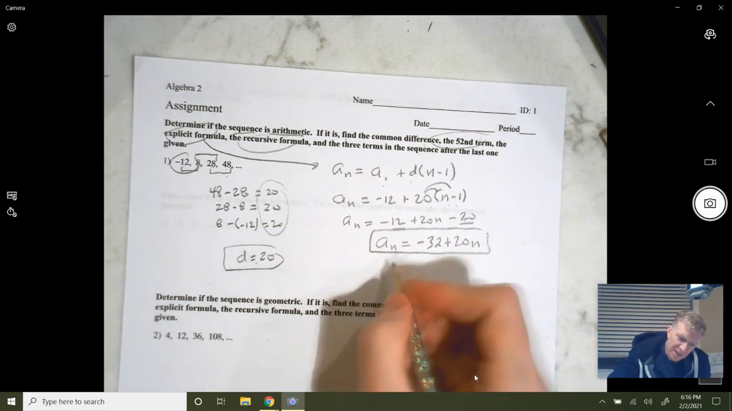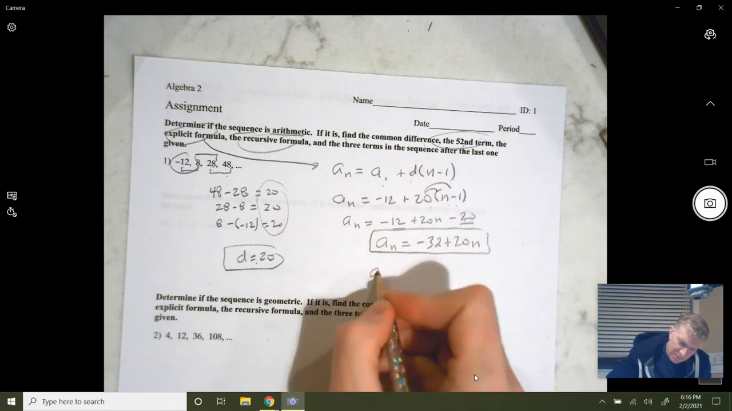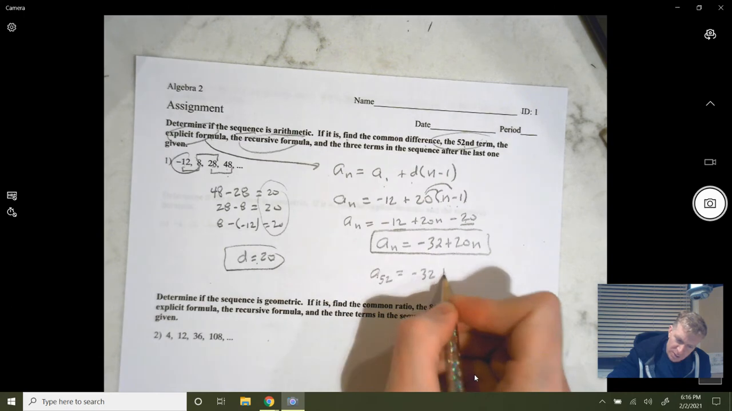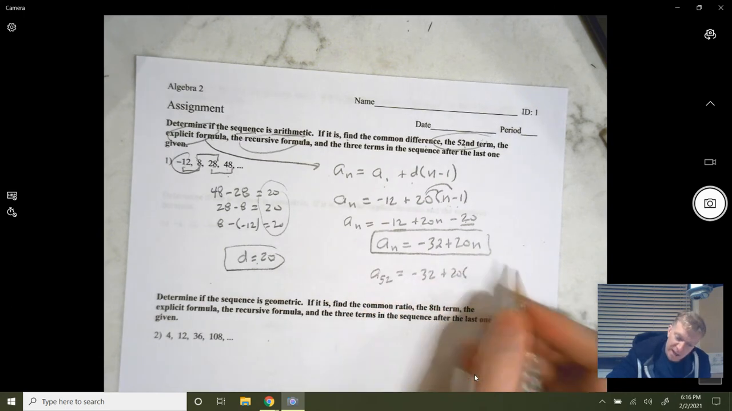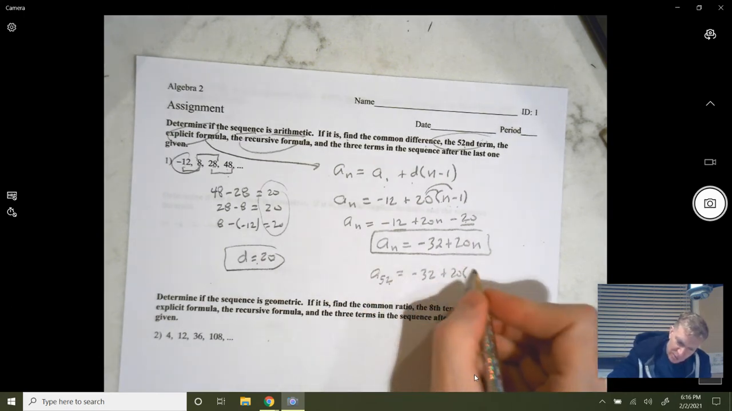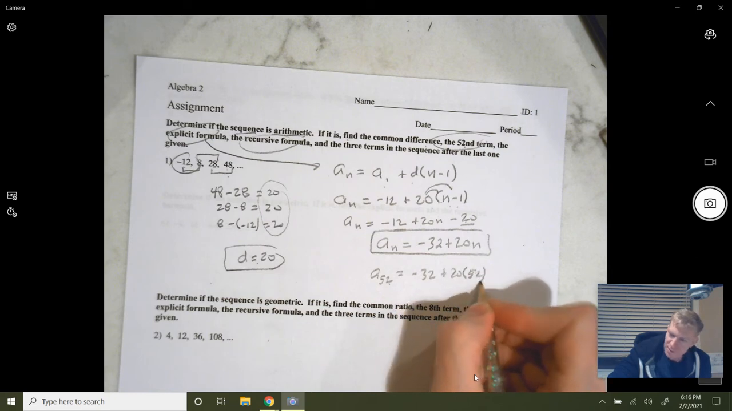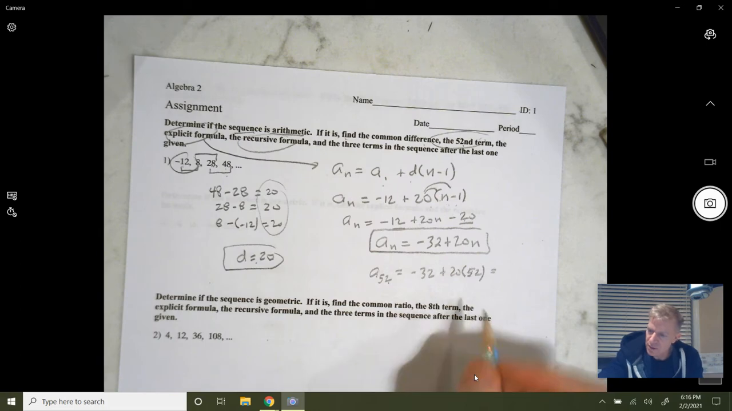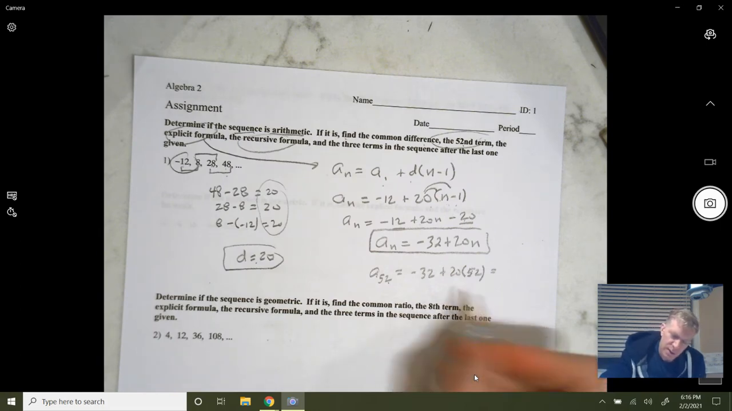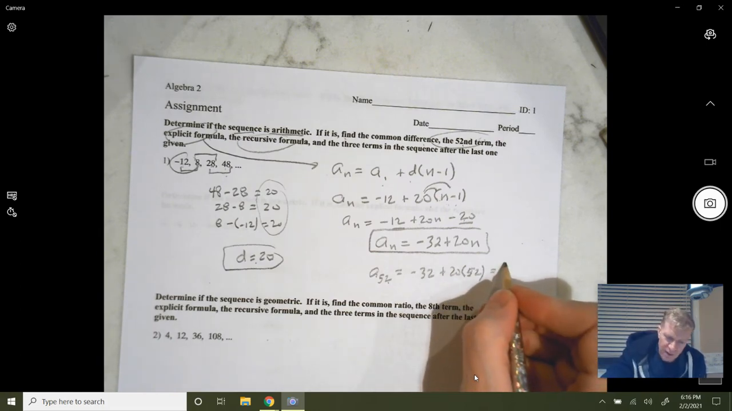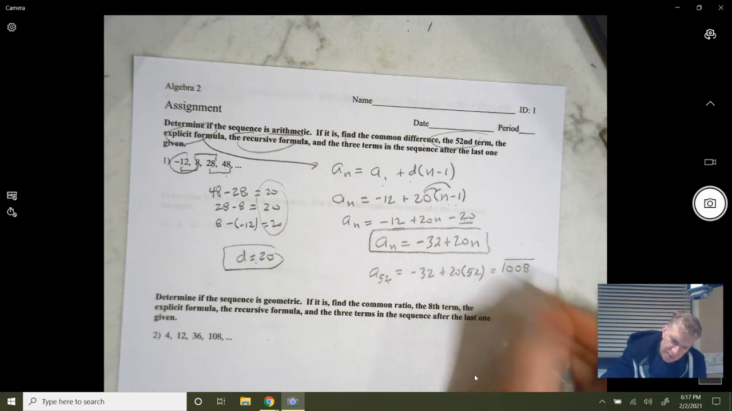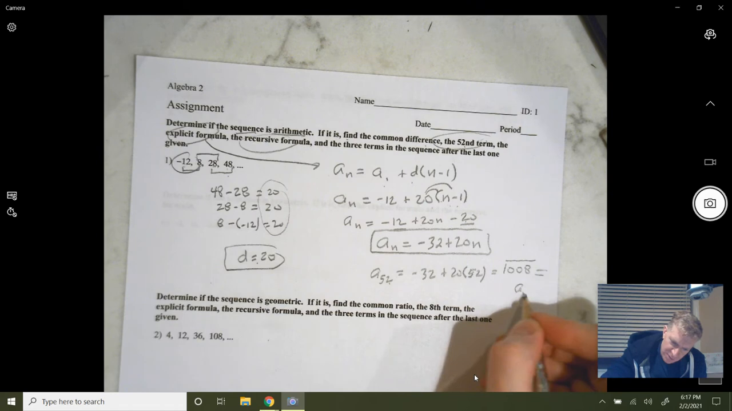If you want to find the 52nd term, a sub 52 equals negative 32 plus 20 times n. You're finding the 52nd term, so n is 52. And when you add that together, you get 1008. So a sub 52 equals 1008.